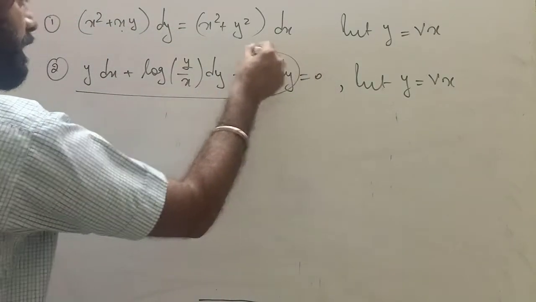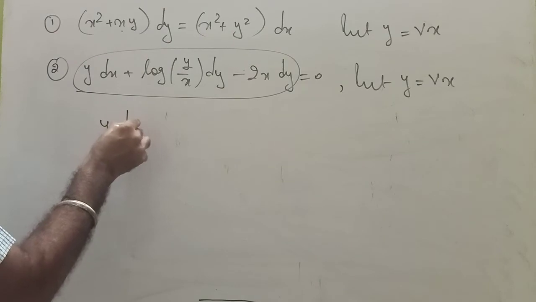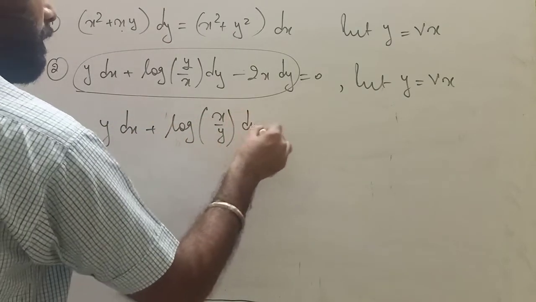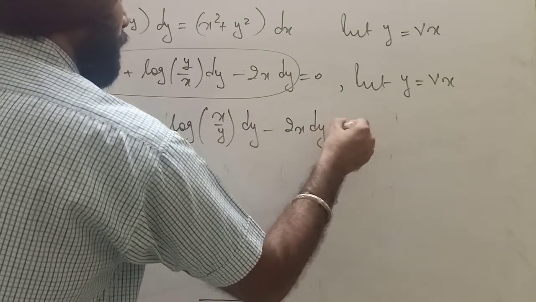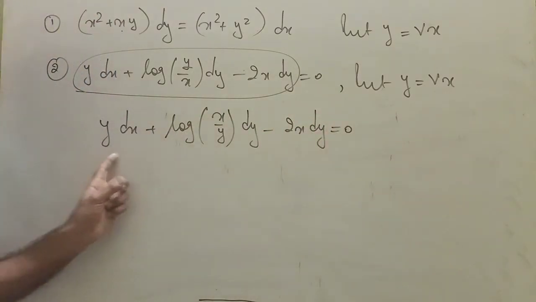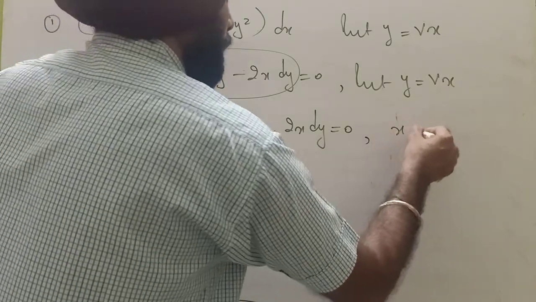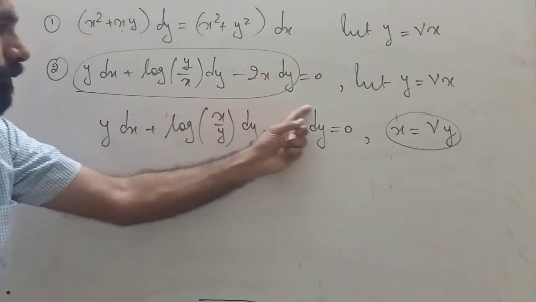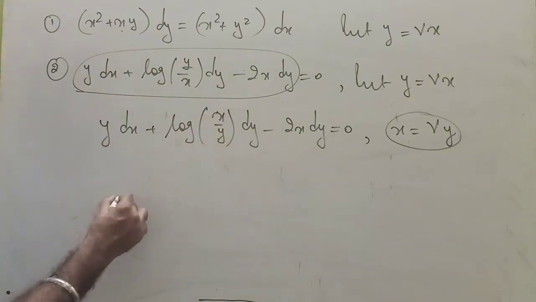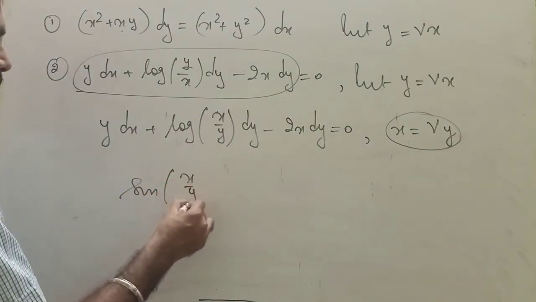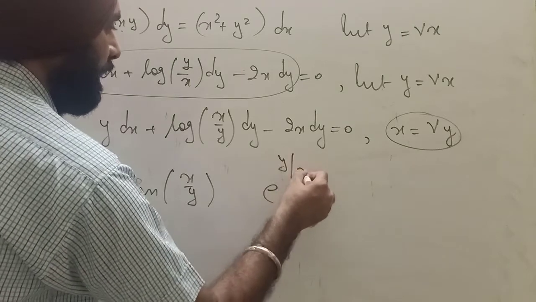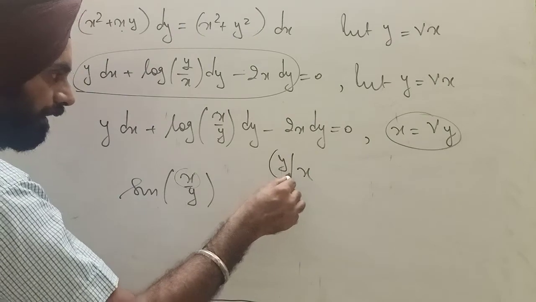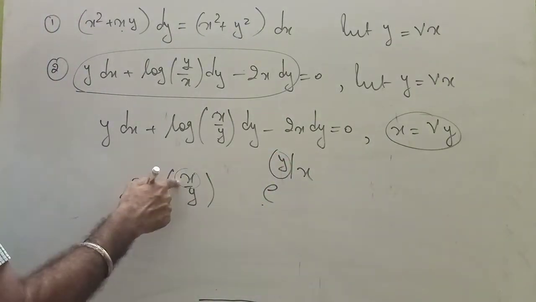Suppose that this equation is like this, y dx plus log of x over y dy minus 2x dy is equal to 0. Now there is x over y, but this is homogeneous. So in this case, we will put x is equal to vy. So we have to note these types of questions where x over y comes, like sine of x over y, e raised to power y over x. In this case we will put x, and in this case we will put y. We will put always the numerator.